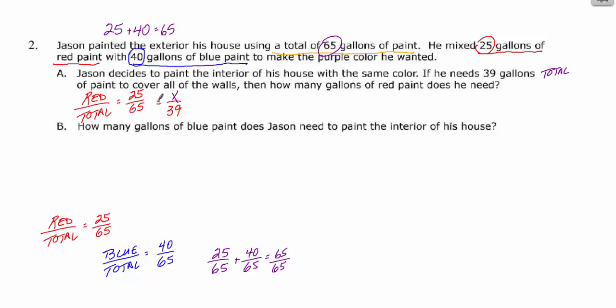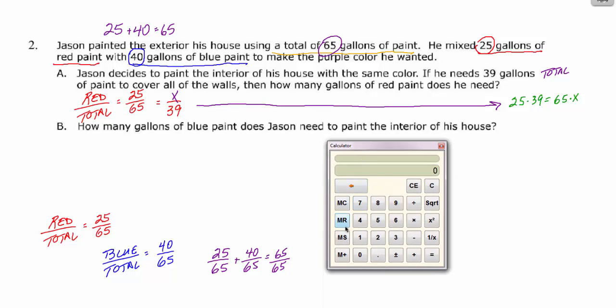The 25 times the 39, the 65 times the x. And there isn't a lot of room to work right here, so I'm going to bring my problem all the way to the end here. So here's what I know. I know I have 25 times 39 equals 65 times x. Now, I don't expect you to do all this by hand. I'd prefer actually you used a calculator. You got used to using a calculator. Real tools for real work.